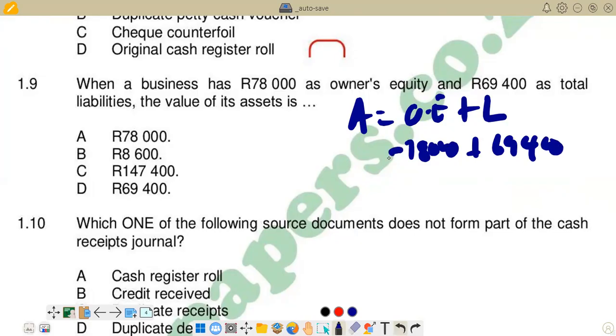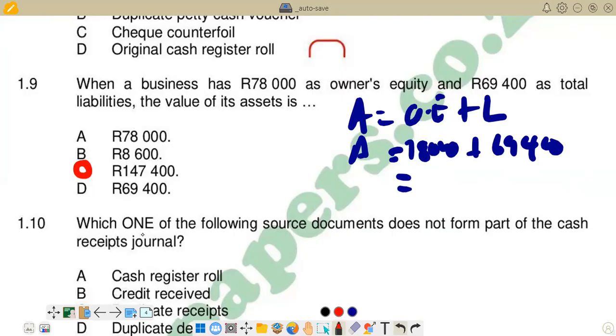So it means here we can find our assets easily by saying 78,000 plus 69,400. So let's try to calculate that. If you calculate that correctly, you are supposed to get 147,400, which is our C. So we have our C being our answer there. C becomes our answer. So that is what we have there.